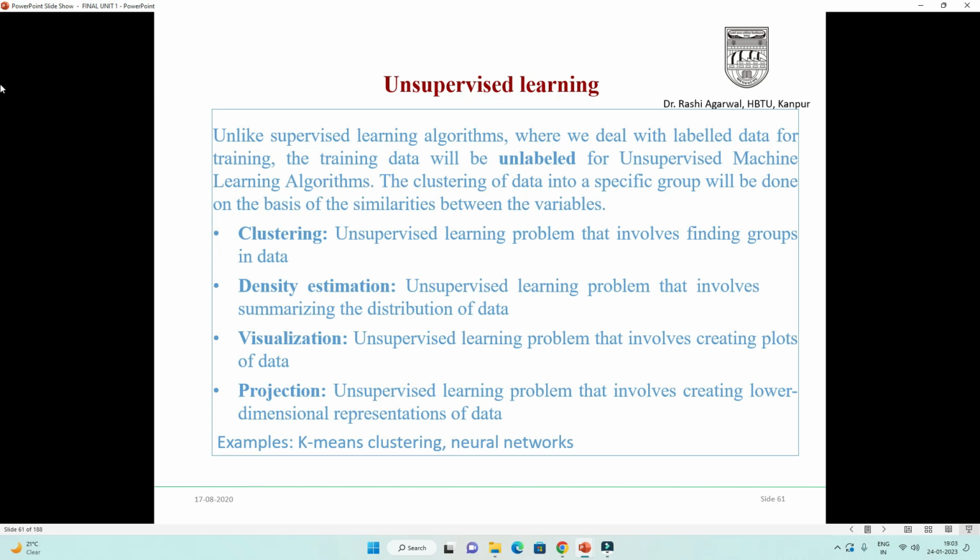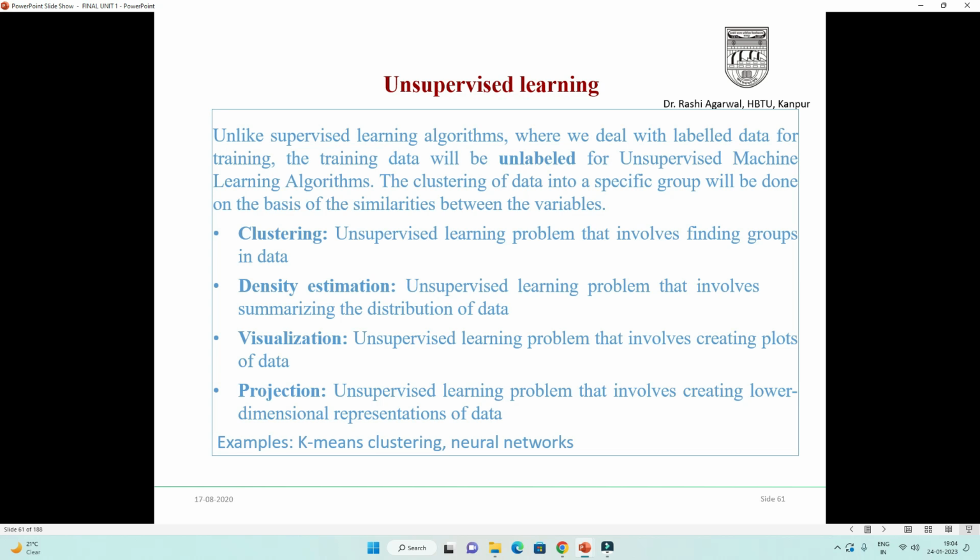Now in unsupervised learning, like I have said, we are dealing with unlabeled data and there are various algorithms here. So you have clustering, which is the simplest of all. It is the unsupervised learning problem that involves finding groups in data. So I need to know how many clusters I need to form beforehand, and accordingly I make clusters. If the number of clusters is not specified, then I can also find out an optimum number of clusters using an elbow method, which I will talk about in detail when I move on to the clustering algorithm specifically.